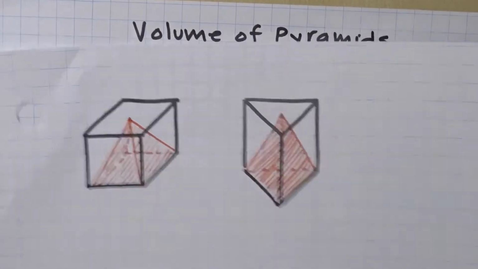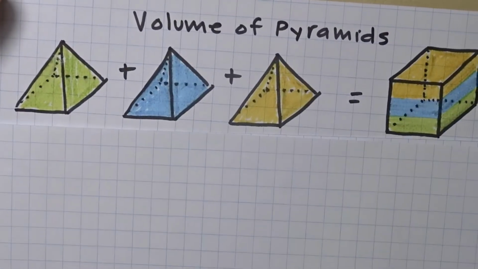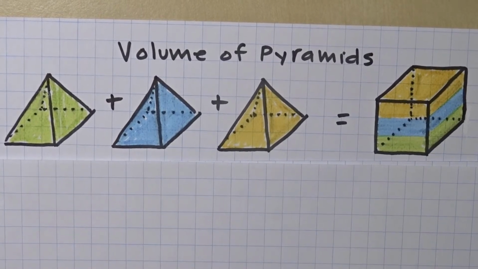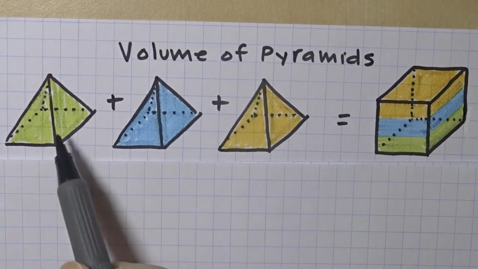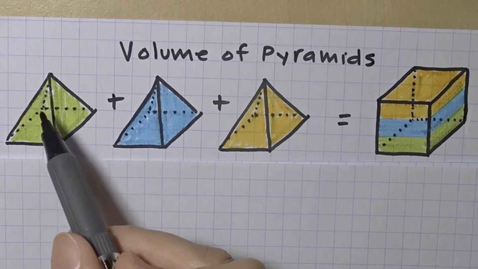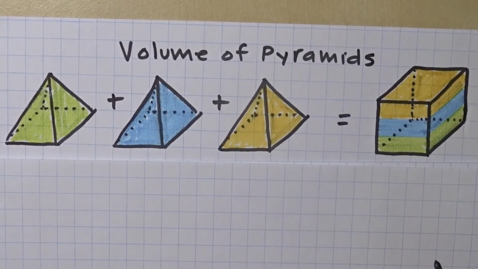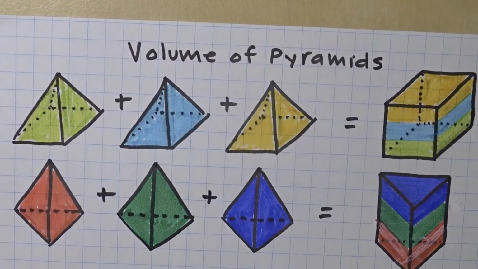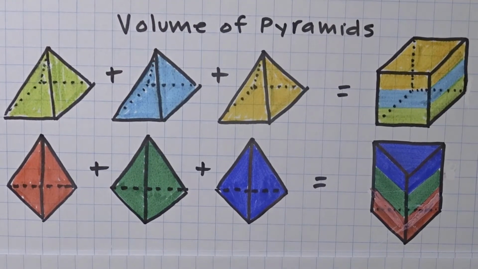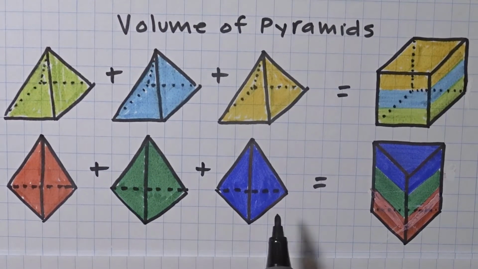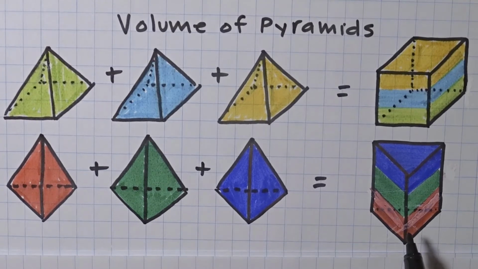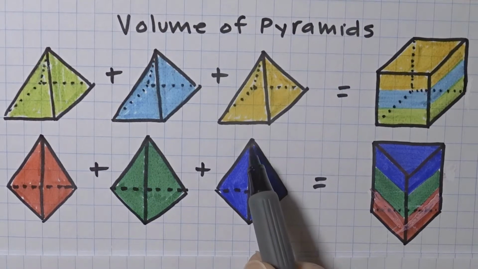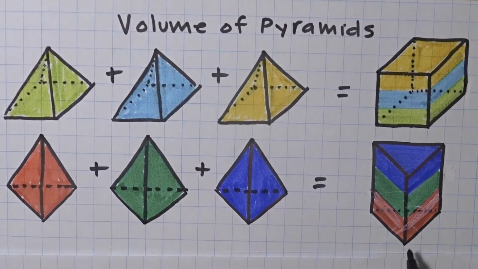And so here's another visual I drew for you. Okay, so I'm showing you that these 3 pyramids have the same height as the cube and the same base as the cube. So these 3 pyramids will fill up the volume of that entire cube. Same as the triangular-based pyramids. Each one of these triangular-based pyramids, combined together, will fill up the volume of that triangular prism. This prism has the same height as these pyramids and the same base.